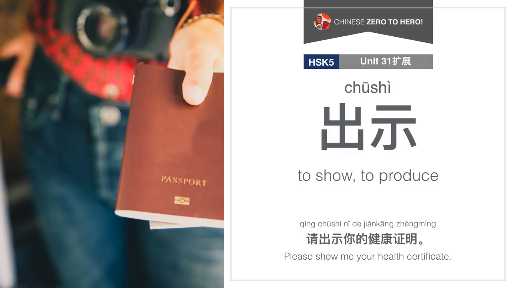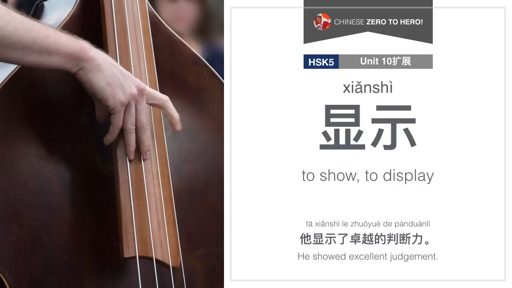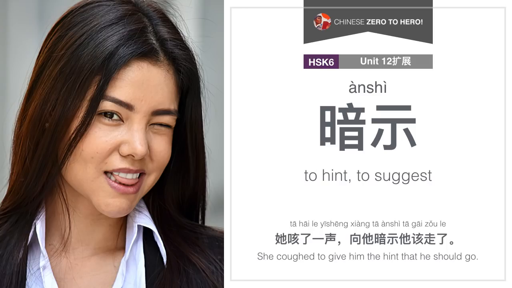In HSK 5, we learn the word 出示, meaning to show or to produce, like to produce a document. 请出示你的健康证明. Please show me your health certificate. In HSK 5, we also learn 显示, to show or to display. 他显示了卓越的判断力。He showed excellent judgment. In HSK 6, we learn the word 暗示, meaning to give a hint or to suggest. 他咳了一声，向他暗示他该走了。She coughed to give him the hint that he should go.